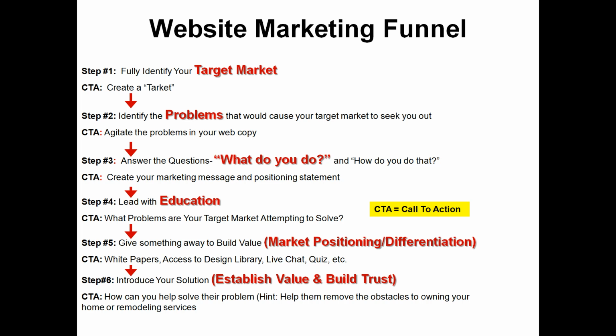And then we've got to answer the questions in step three: what do we do and how do we do it? In other words, we create a marketing message and a positioning statement. Now let me define marketing message for you. It's your elevator speech. It's one sentence that describes what you do. And you cannot use the word home builder or remodeler because your target market or your prospect will have a preconceived notion of what you do. And if they commoditize you, which means they think that you're just like everyone else, then the only differentiator you have is the lowest price.